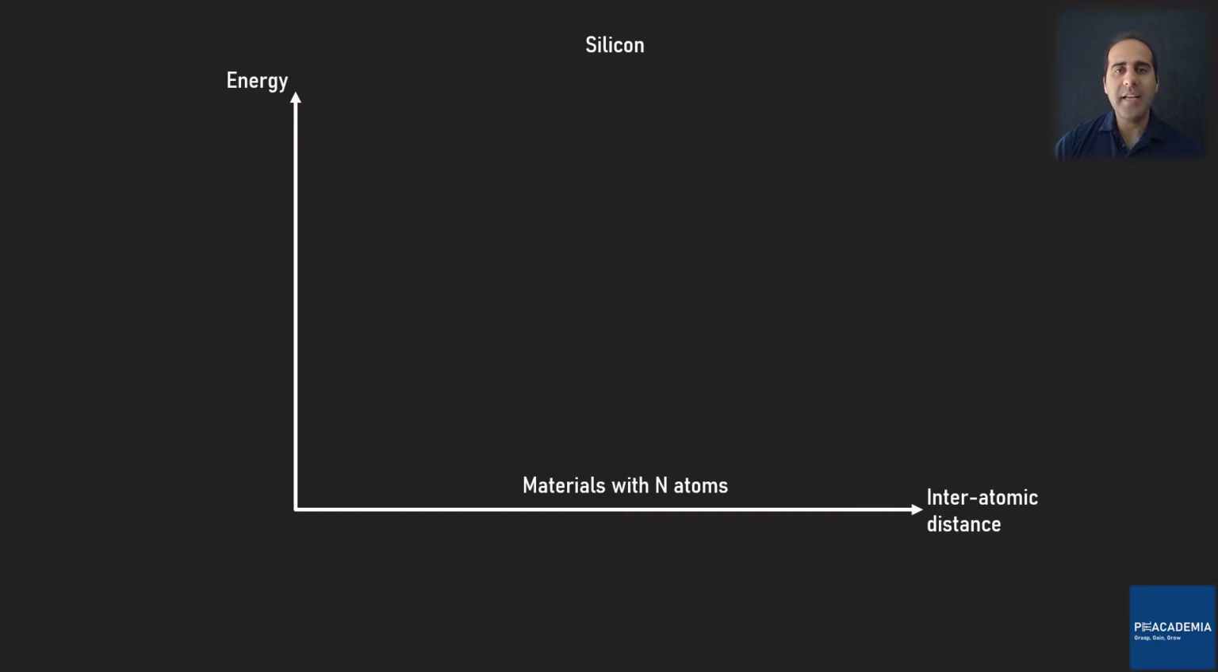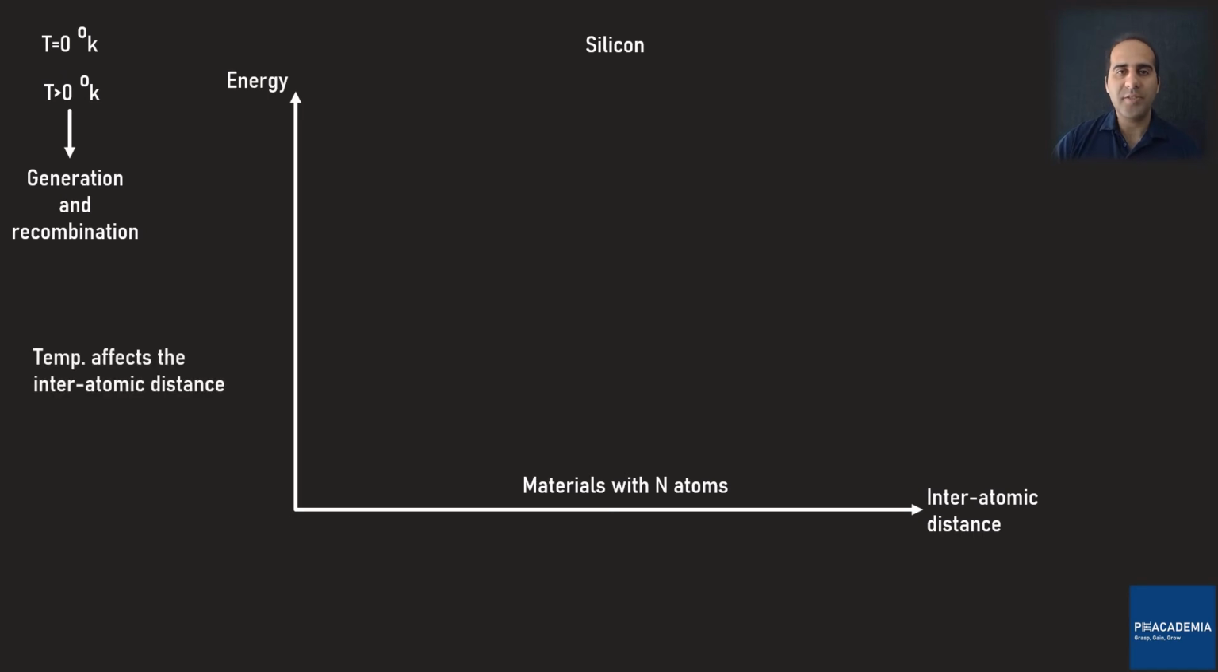Let's imagine that the temperature is 0 degrees Kelvin. The reason for this assumption is that at temperatures above 0 degrees Kelvin, the generation and recombination processes will take place, and I do not want to add too much detail in this discussion. Temperature also affects the interatomic distance.